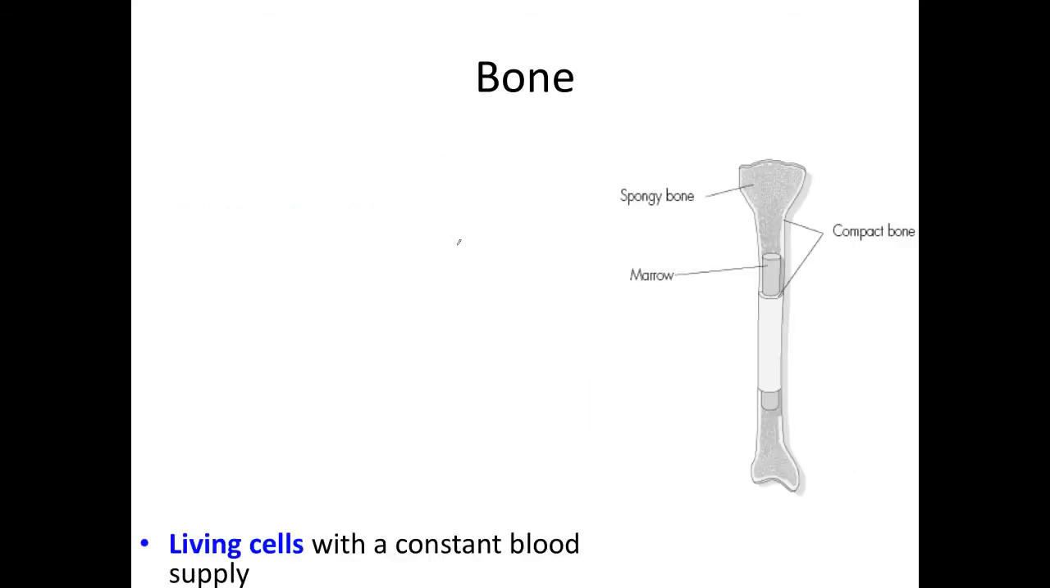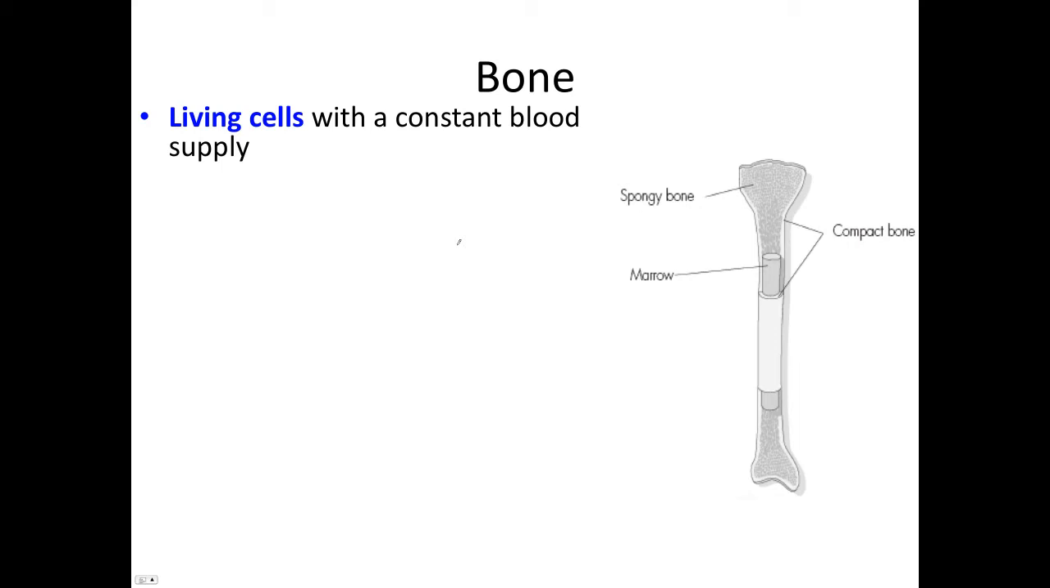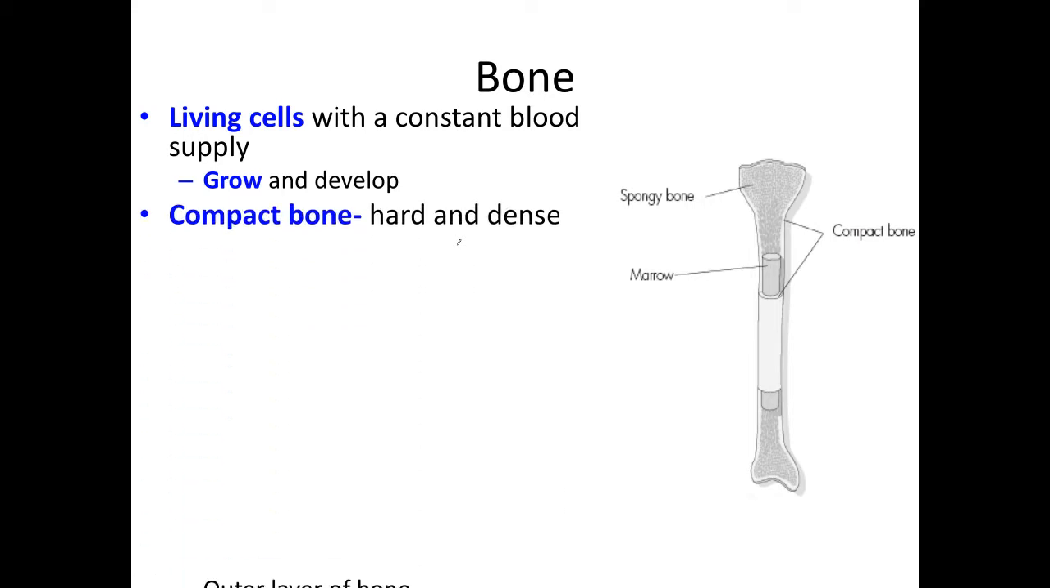And finally, bone. Bone is considered living cells because they have a constant blood supply and they are growing and developing. You are constantly replacing your bone cells with storage of minerals and making new organelles. There are 2 different types of bone tissue. There's compact bone, which is hard and dense, and this is what surrounds the layer of bone. It's the outer layer of bone. So this is completely solid.